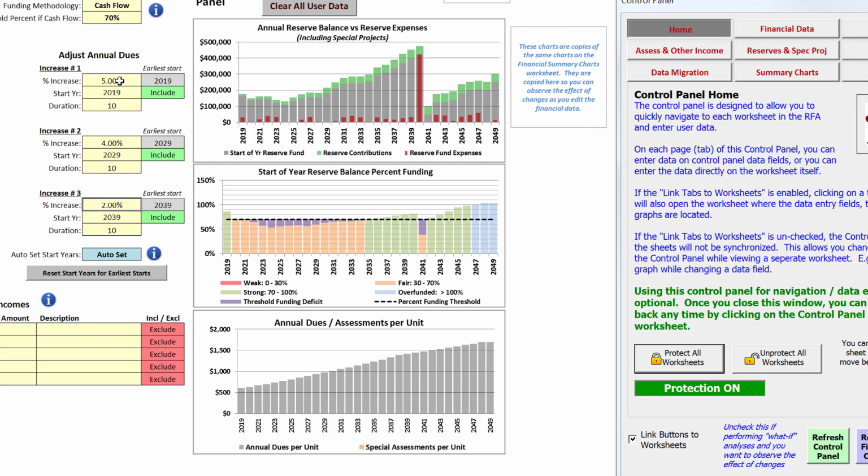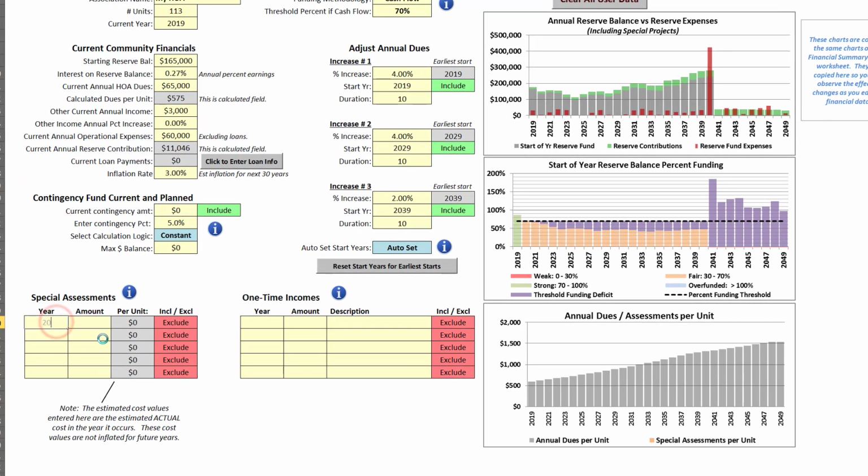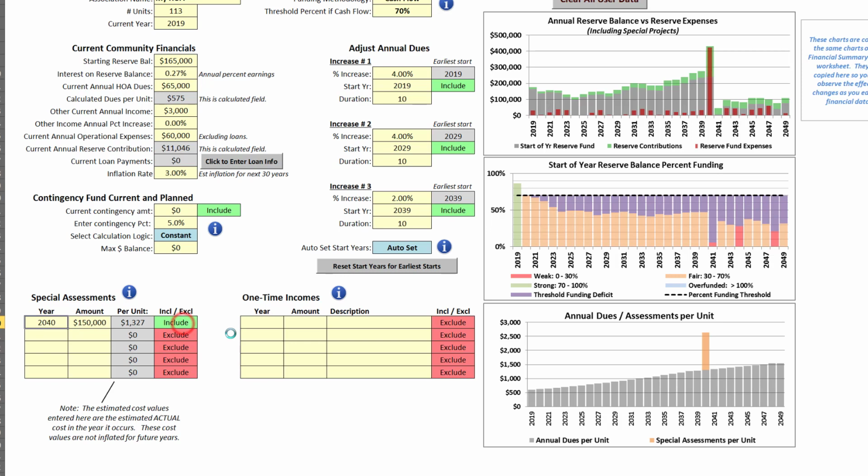So, for example, if we didn't want to increase the annual dues by 5% and we wanted to go with 4%, what would that do? Well, that means that in 2040, we are still having a fairly significant shortfall. Well, what if in, say, 2040, we had a special assessment of, say, $150,000, and that would amount to $1,327 per unit, and let's include that and see what happens. Well, we can just barely meet our financial commitment.